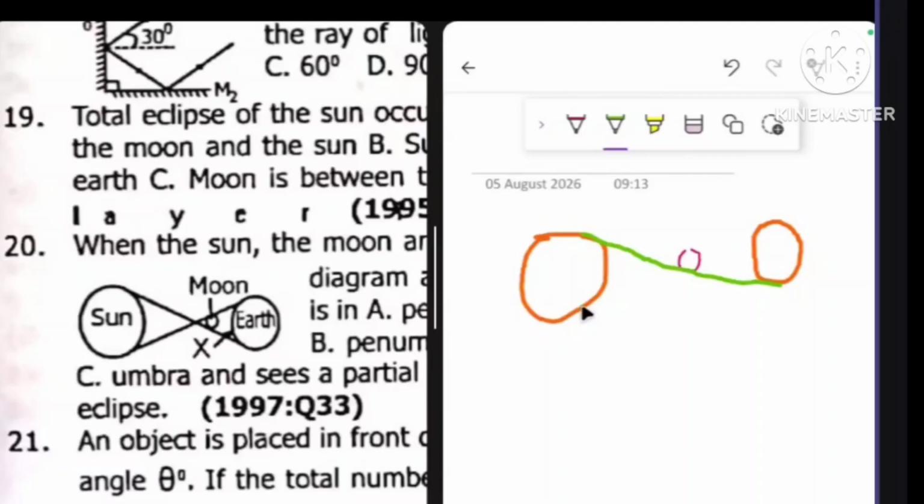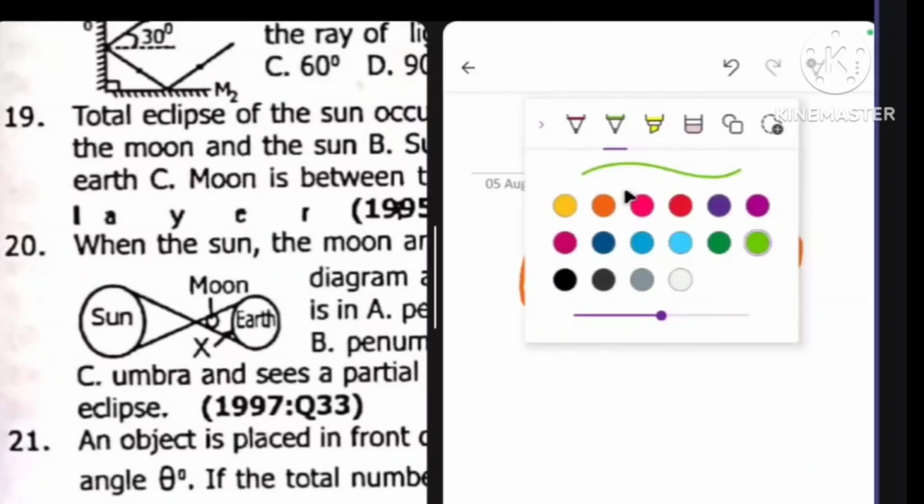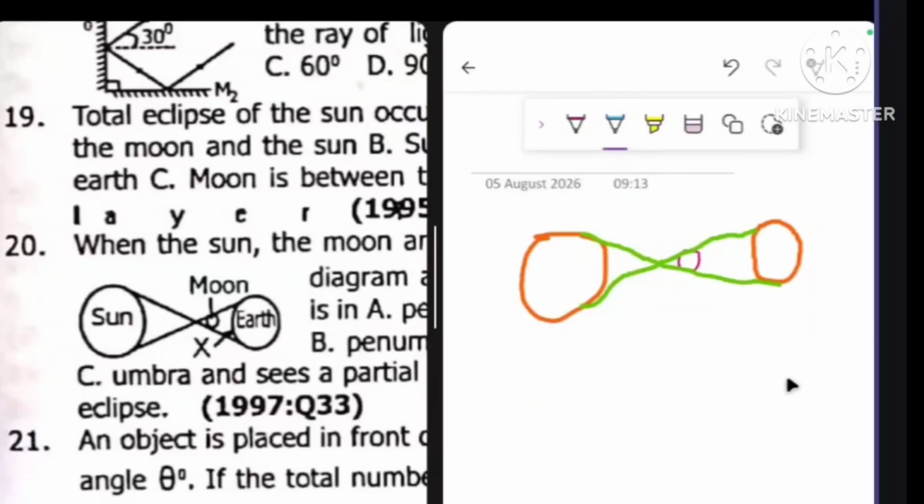And then this is another ray from the sun, passing through the moon and hitting it at this point. Now they're asking us, if an observer is standing at X, from what I am looking at, I would say the approximate position of X on our diagram will be at this point. Yes, that would be where observer X is standing.